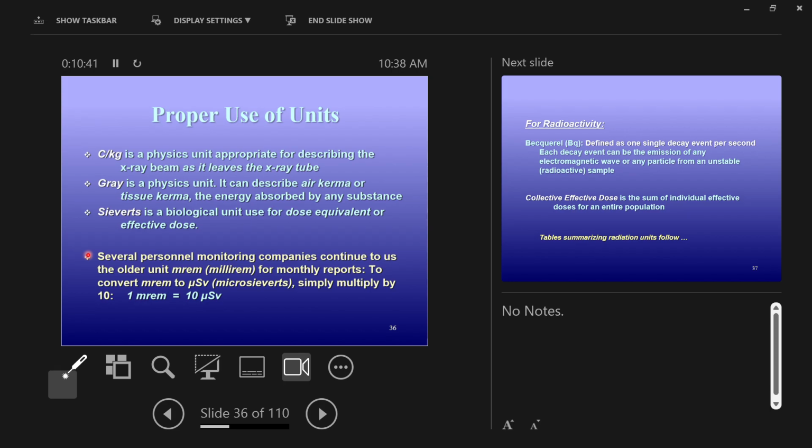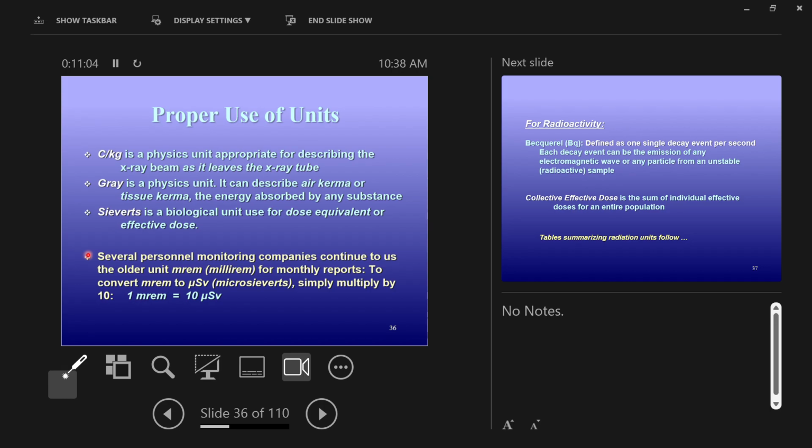I'm going to call them British units. The British or standard units are going to be the other type. So the gray is the unit for absorbed dose in the SI system of measurement, the metric system. In British units, the rad is the equivalent type of unit.